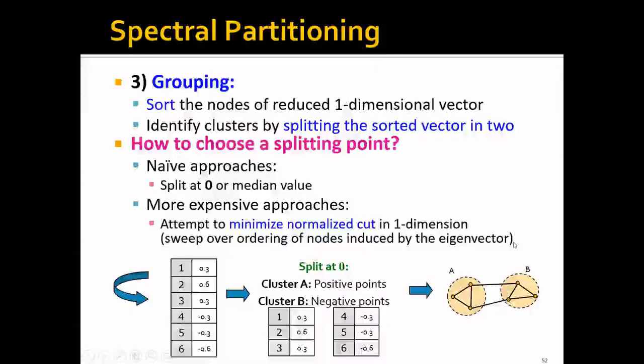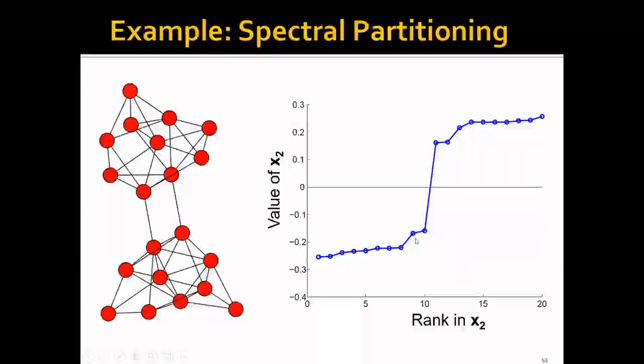Of course, we have more expensive approaches. For example, we can attempt to minimize the normalized cut in one dimension. So the idea is to sweep over the ordering of the nodes induced by the eigenvector. For example, let's look at a larger graph, and let's say that we already taken its Laplacian matrix and we compute the second eigenvector, and we plot all the elements of this 20 dimensional eigenvector here. Then one naive approach is that we can split this plot at this 0 point, which actually gives you a pretty good partition already.